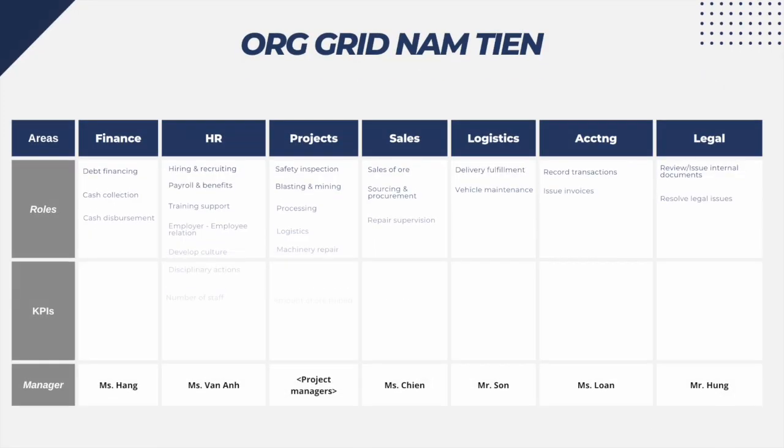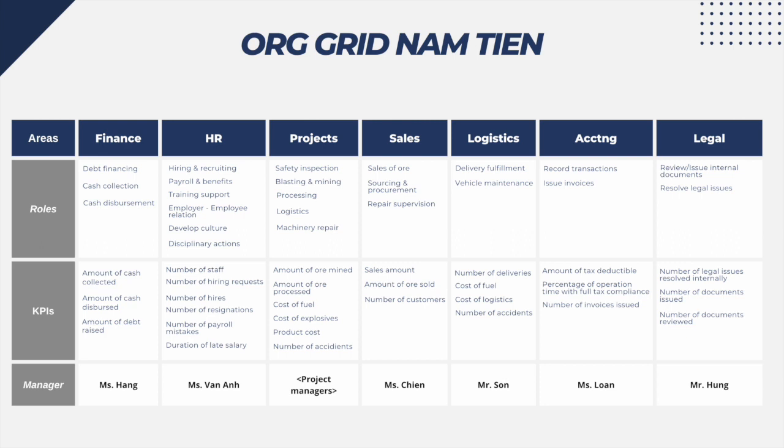Here is the organization grid at Nam10. You will notice that all the business areas are arranged based on business flow. So imagine a company raising funds, hiring people, setting up infrastructures, then performing mining and processing. After that, the firm sells the ore and ships products to the customers. The accounting department will record all the transactions, and the legal team will most likely handle internal issues.